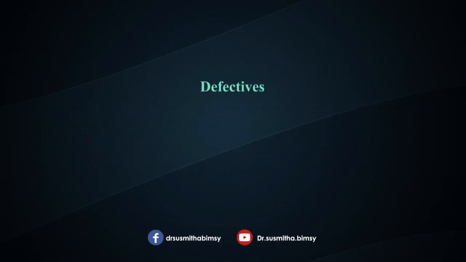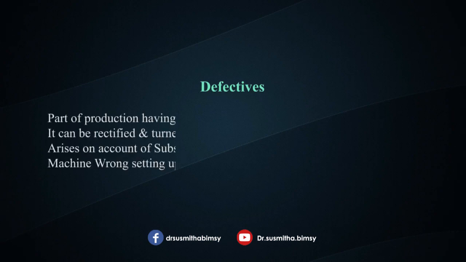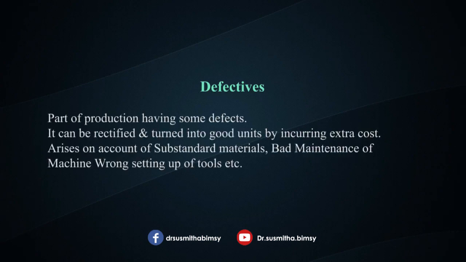Finally, defectives. Defectives represent that part of production having some defects. It can be rectified and turned into good units by incurring extra cost. It arises on account of substandard material, bad maintenance of material, wrong setting up of tools, bad workmanship, bad design of the product, etc. Spoilage cannot be rectified, but defectives can be rectified by reworking and turned into good units. This is the basic difference between spoilage and defective.